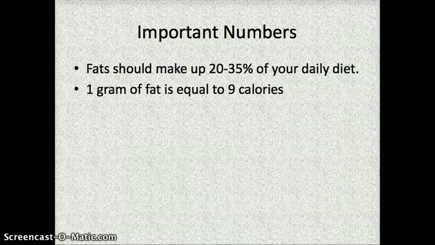Another thing we want to know is the important numbers about fats. Fats should make up about 1/3 of your daily diet, so somewhere between 20 and 35%. And also, if you're trying to figure out how many calories you have from fat, if you look at a food label and you see how many grams there are, you can multiply that number by 9. 1 gram of fat is equal to 9 calories.